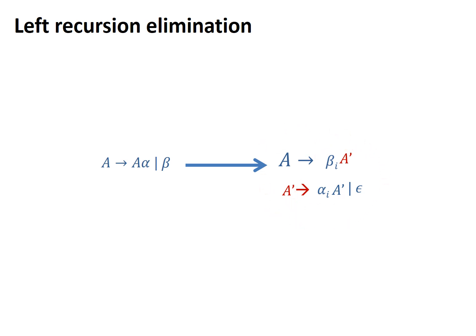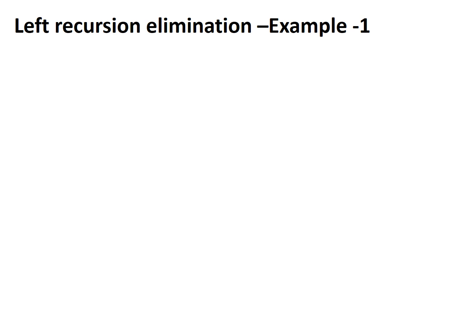Let us see the first example of how to eliminate the left recursion. Suppose you take this example: E gives E plus T or T. These two have a left recursion because the left hand side and right hand side start with the same non-terminal symbol. Look at this: this is E, this also E, so it has a left recursion. We need to eliminate it.